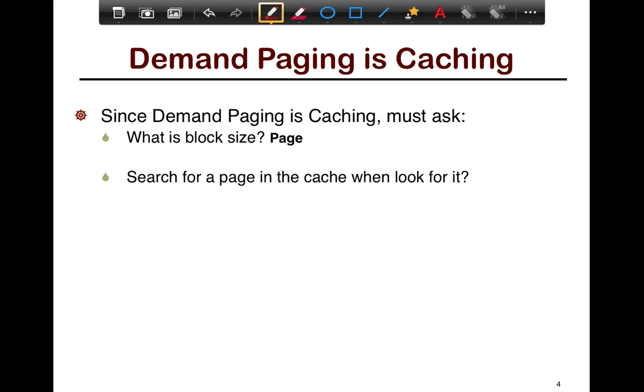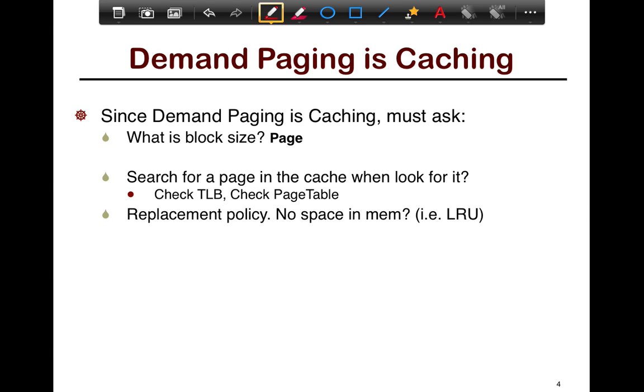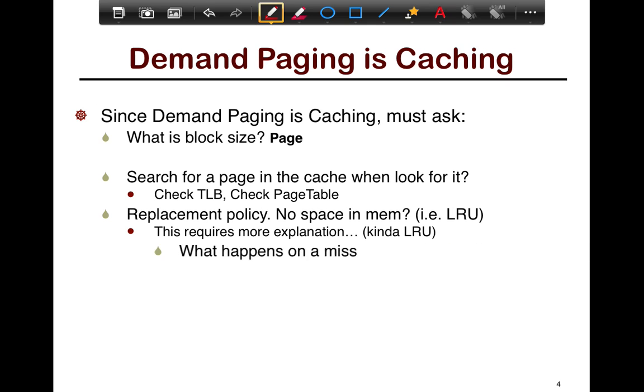So if you want to search for the page in the cache, you check the TLB, then check the page table. And what is the replacement policy? No space in memory, so you could use LRU. We'll look at a lot of them, because it's kind of LRU, but not exactly, because LRU requires a lot of overhead to implement, so we look at approximations of LRU. Okay. And what happens on a miss?